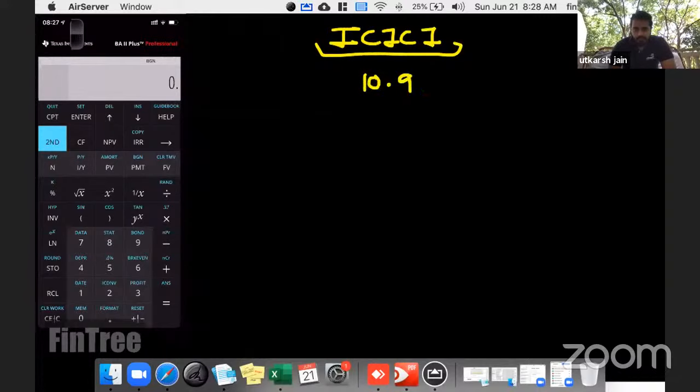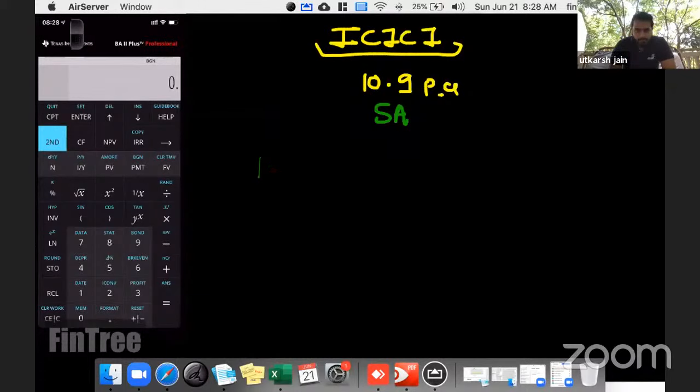Okay. So now please listen to me carefully. This is 10.9 per annum, but importantly, even though it's per annum, the compounding frequency is semi-annual. So unless otherwise quoted, all rates are per annum, therefore 1 year. But we have different compounding frequency here. So how is that going to work?